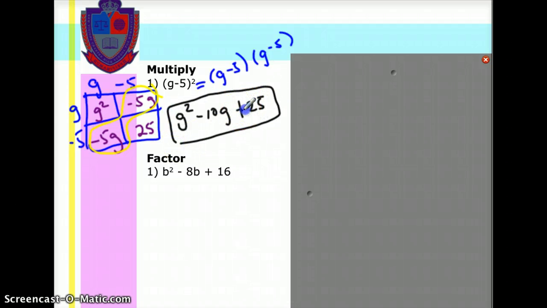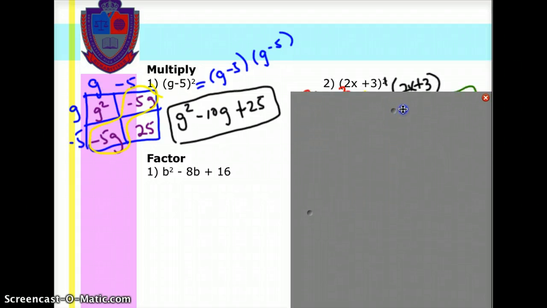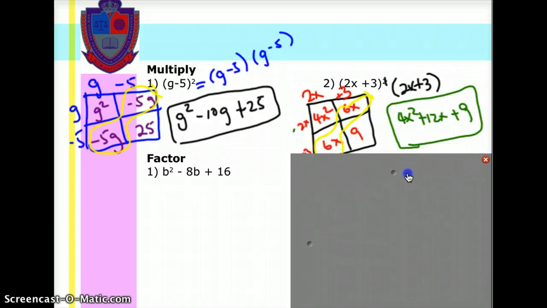Final answer. Now I know all of you know how to do this. Why are we doing this, Ms. Samuel? Well, since you know how to do it, pause it, do number 2, which is a little sneak peek: 2x plus 3 squared. Great. Were you able to get 4x squared plus 12x plus 9? I hope so. If you didn't, just pause the video, raise your hand, and I'll come in and see what misconception we had, okay?